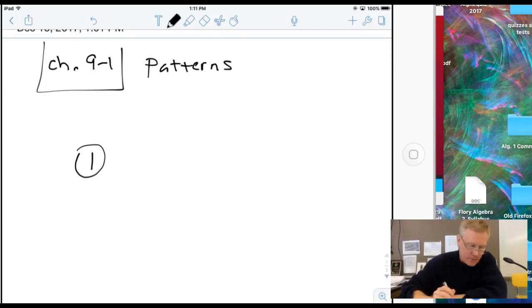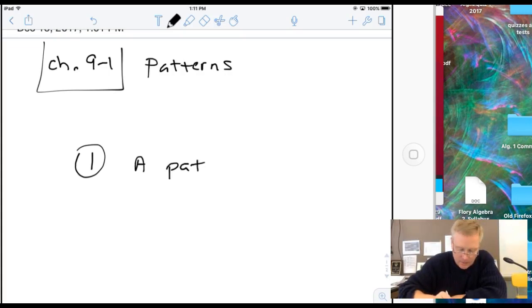So there's two different kinds of patterns. Well, there's two kinds of formulas for patterns, I should say. Two that we'll be looking at right now. One's called explicit and one called recursive. And explicit is the better kind. And I'm going to start with that one. And first problem goes like this.